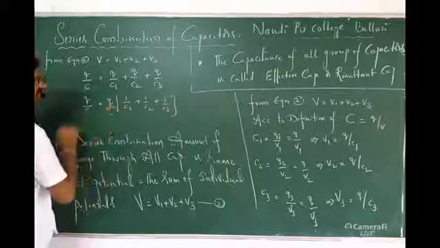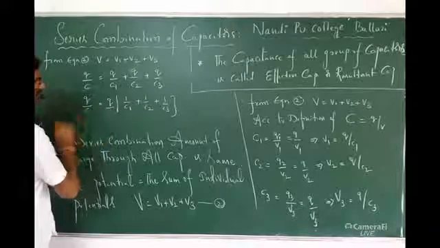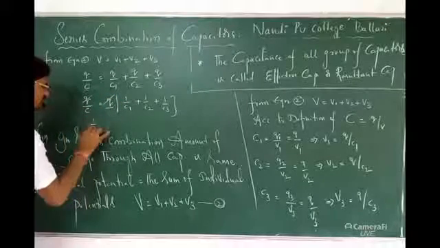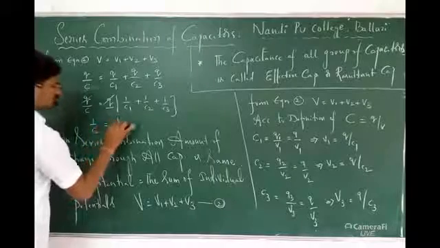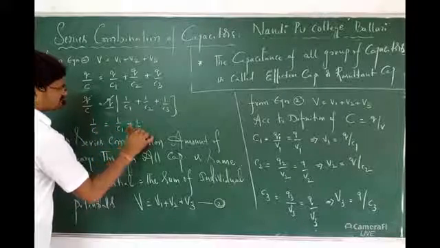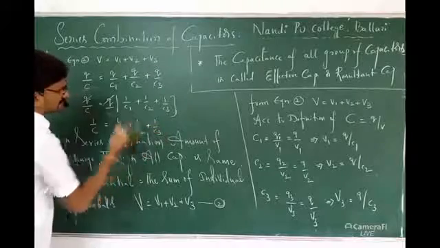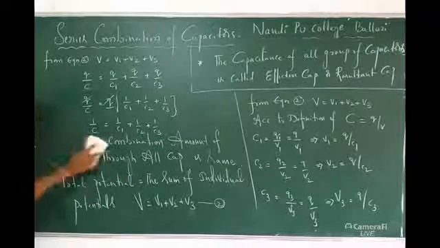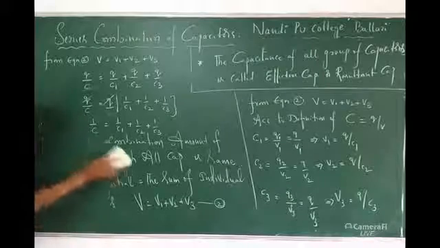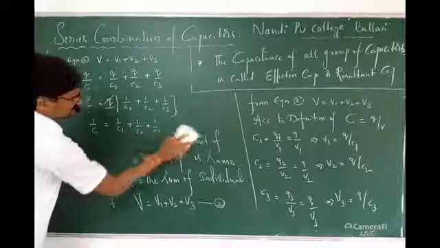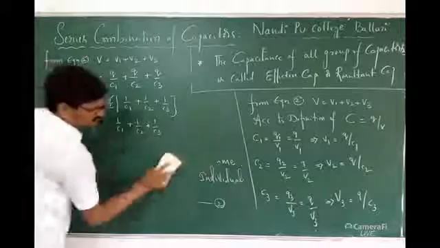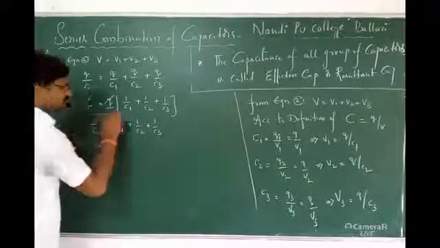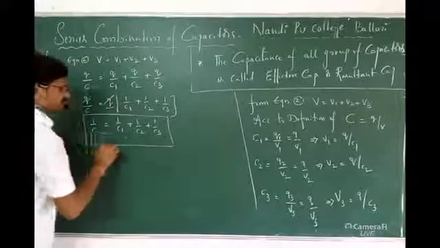Now Q cancels. So what is the final formula? 1 by C is equal to 1 by C1 plus 1 by C2 plus 1 by C3. This is the expression we need finally. This is the effective capacitance of 3 capacitors. Yes, this is the final answer.